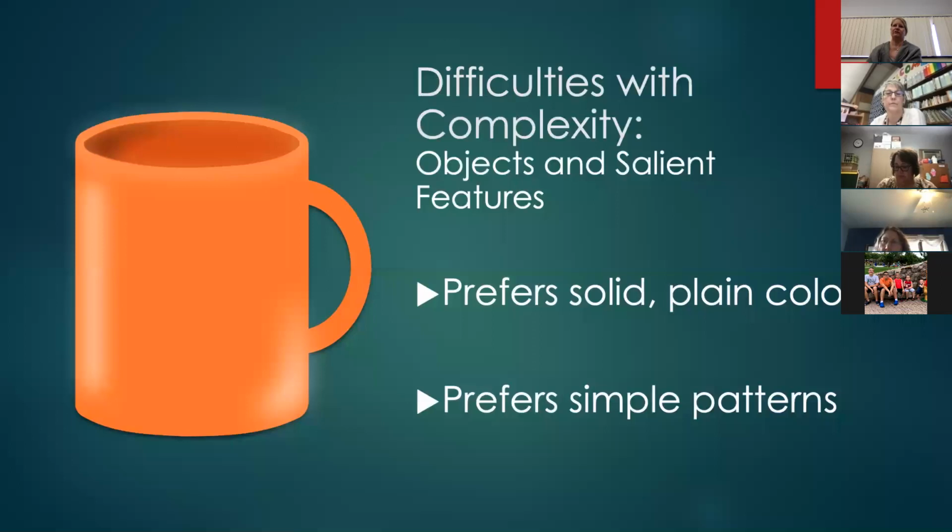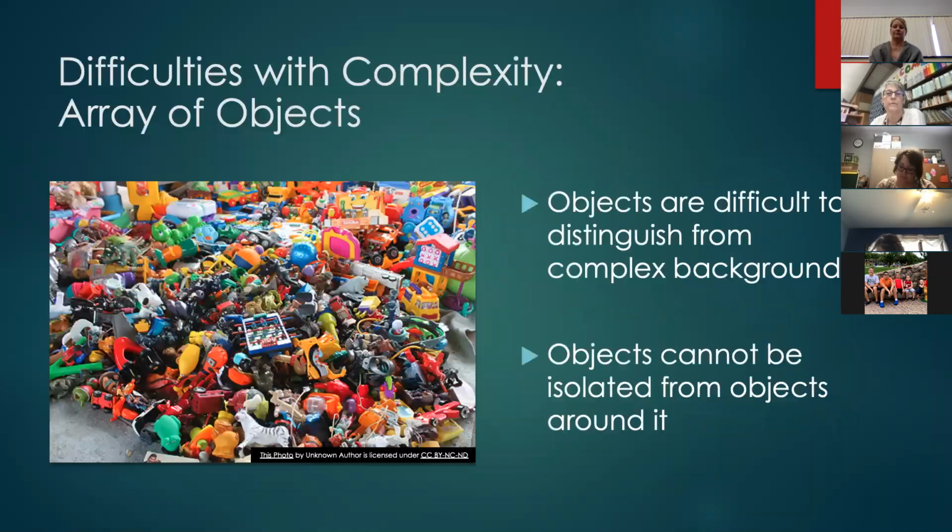All right, here we have difficulties with complexity, and this is the first one about objects and salient features. So a child with CVI would prefer probably solid plain colors. Now this is, again, probably lower functioning students at this point, and prefers simple patterns.